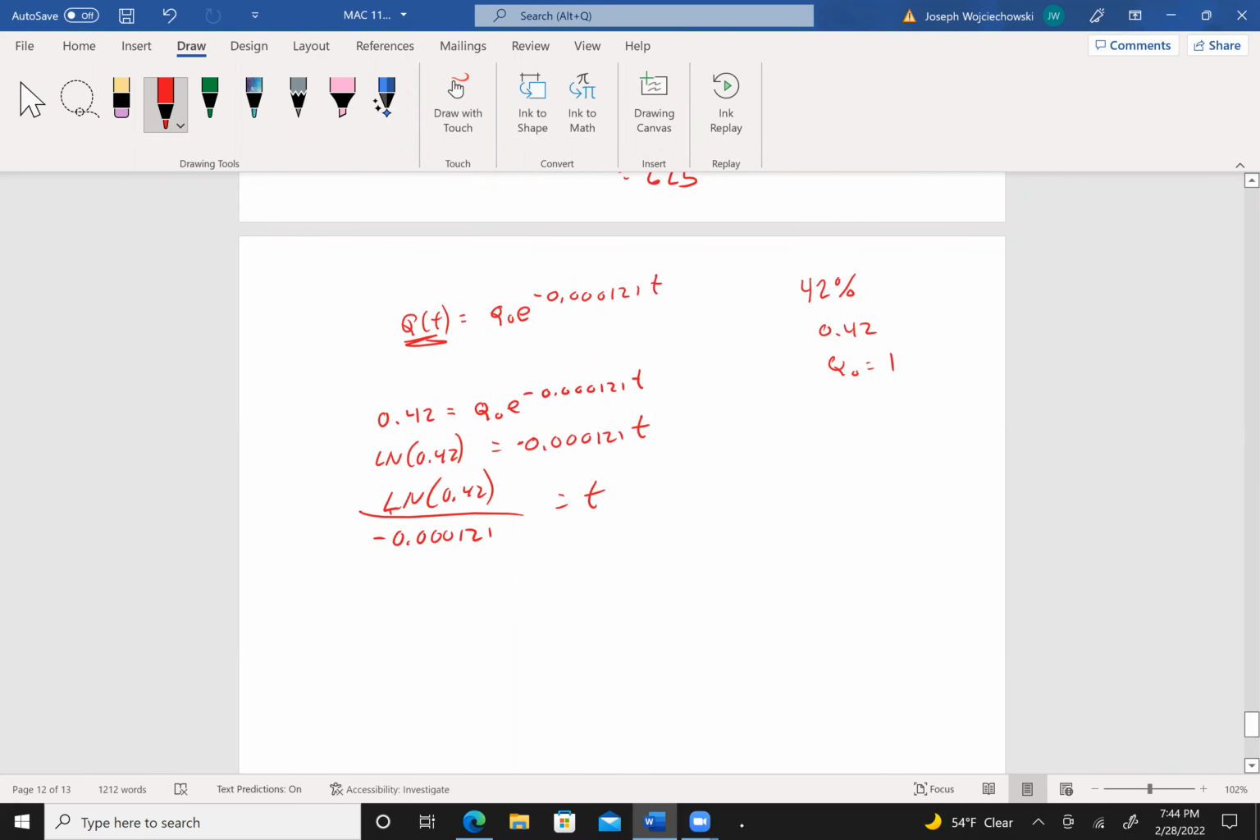So natural log 0.42 divided by negative 0.000121 equals. And we get t to equal 7,169.426. So 7,170 years. Okay.